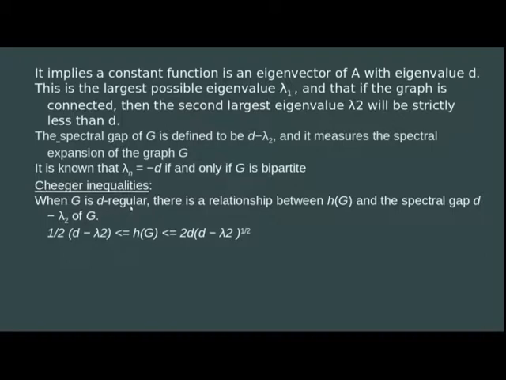When G is d-regular, there exists a relationship between h of G and the spectral gap of G, and the relation is this: half times d minus lambda 2 is less than or equal to h of G, which is less than or equal to 2d into square root of d minus lambda 2.